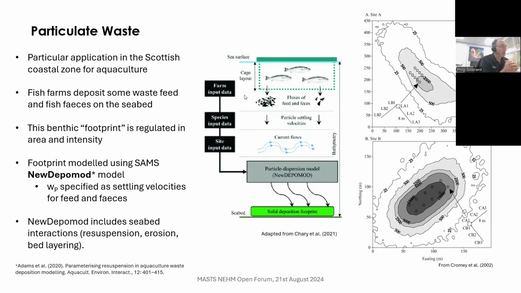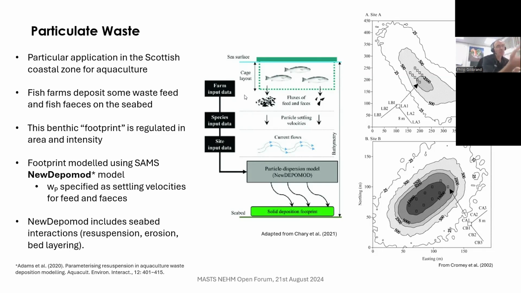So typically we run the model for a year with inputs based on how much feed and how much waste is produced, and the particles settle out and produce a footprint on the seabed underneath the pens. We're currently using a model called New Depomod, developed at SAMS, published by Tom Adams 4 years ago now. These plots are really old, from Chris Cromie's paper in 2002, who developed the original Depomod model.